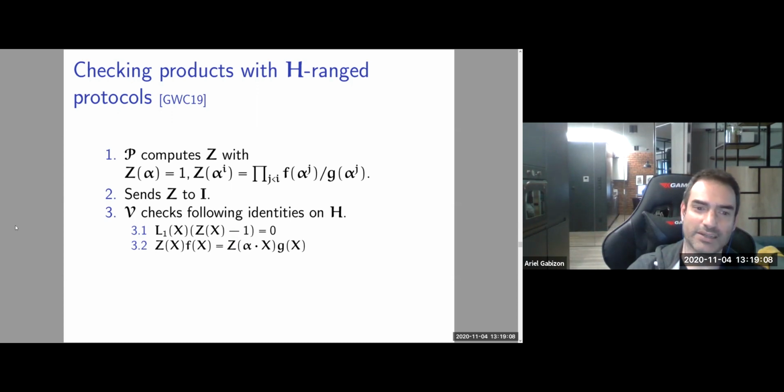And now this second check, it's checking that really z is accumulating the values of f over g. So, right, it's checking that if you divide by g, the current value of z times f over g is equal to the next value of z.